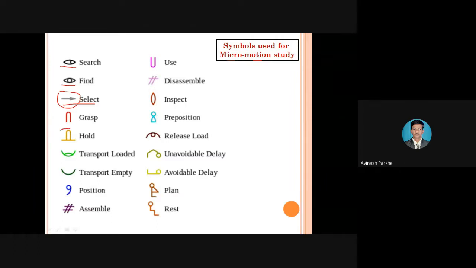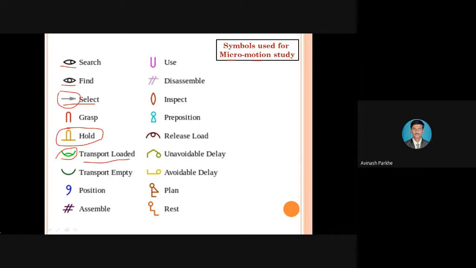If I have to hold the component, then that holding can be represented by this symbol. If I have to transport a load, that means it is in the moving direction, at that time this is the standard symbol. So these are a number of symbols. On the left side the symbol is given, and near it on the right side its description is given. So these are some repetitive movements that sometimes take place while converting the raw material into finished goods. If I have to represent each and every motion, these symbols are used to represent the movement or the micro motion study.